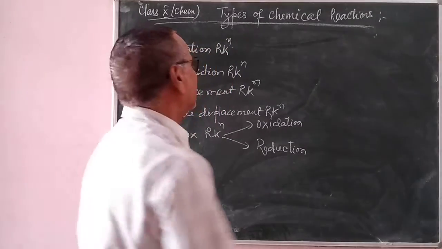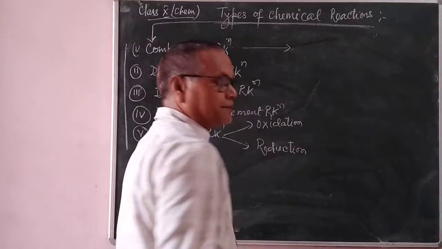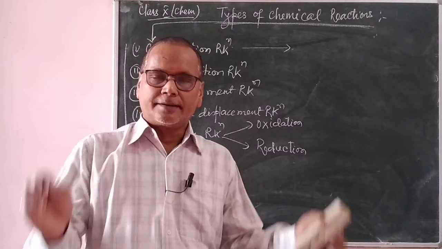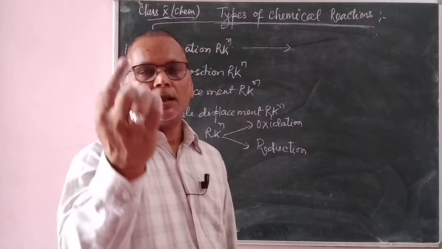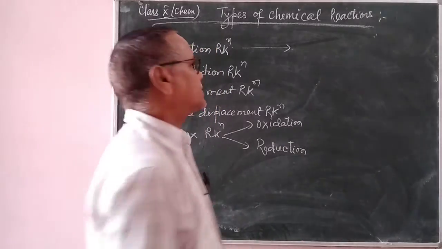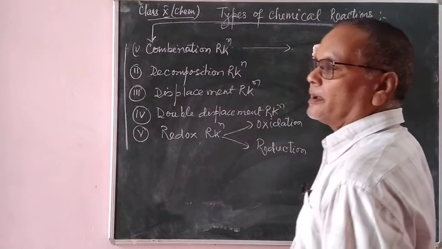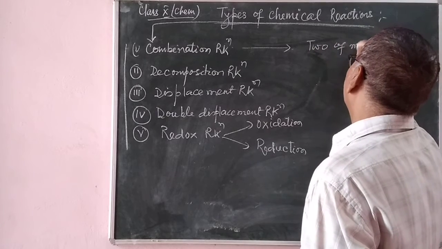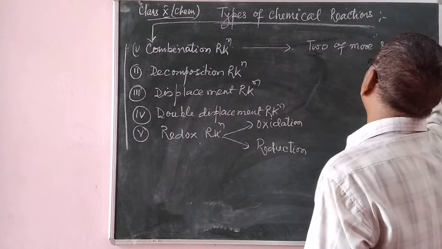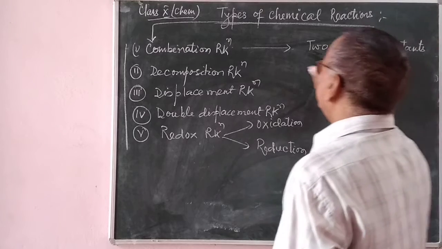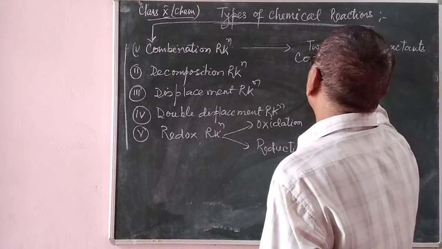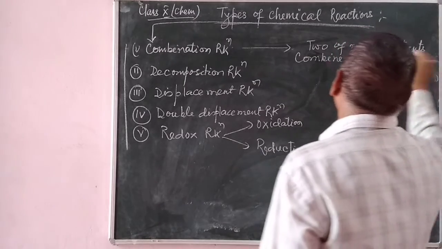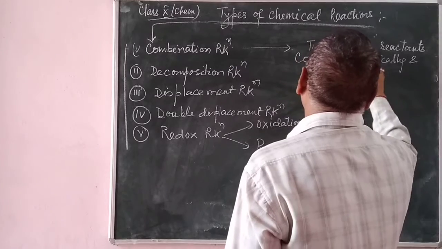So first of all, we see combination reactions. Combination means joining of the reactants. Reactants join and form a new product. It means the reactions in which two or more reactants combine chemically and form a product.